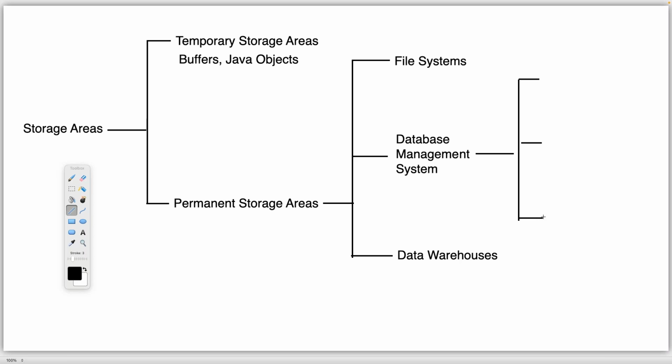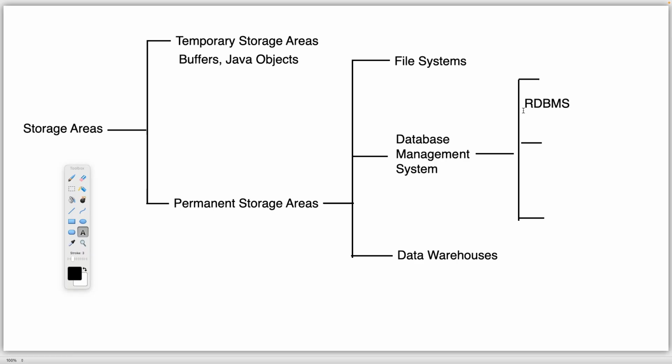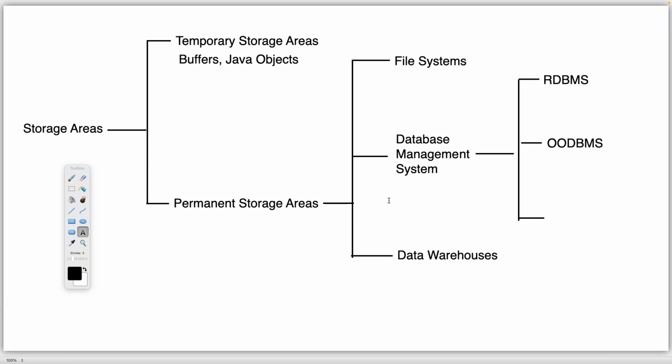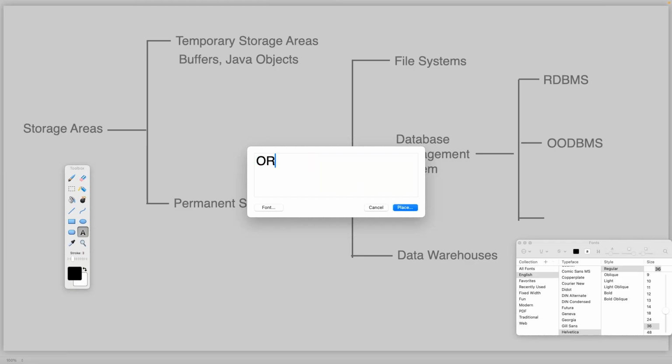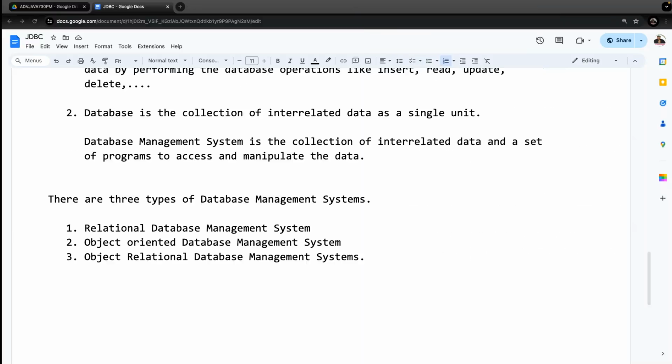First one is relational database management systems, RDBMS. Next one is object oriented database management system, OODBMS, and then object relational database management systems, ORDBMS. Understand it clearly? Simple points only. All right, sir. Anyway, this diagram is completed. Okay, now let me copy this.